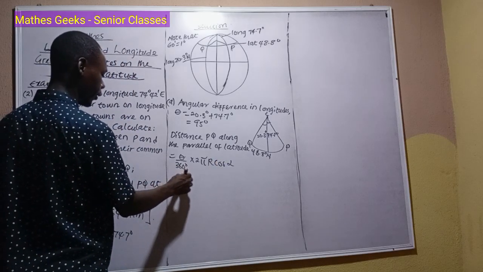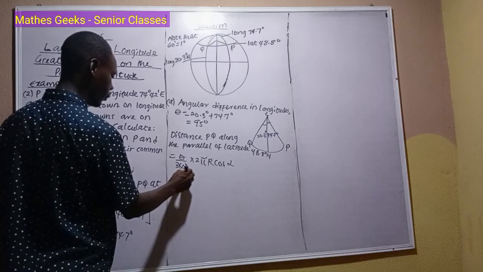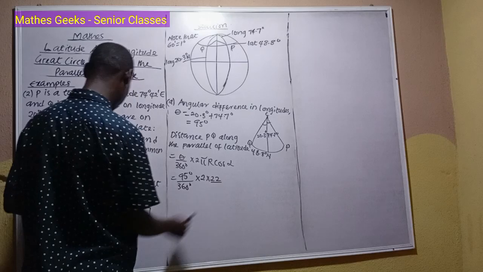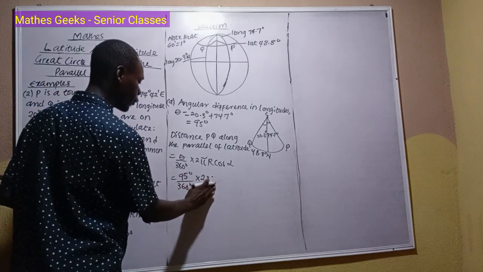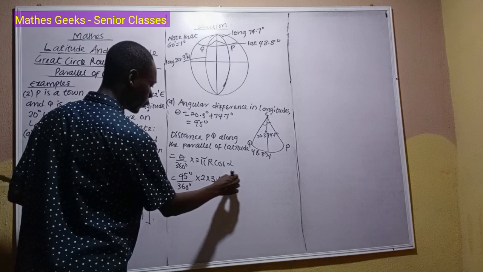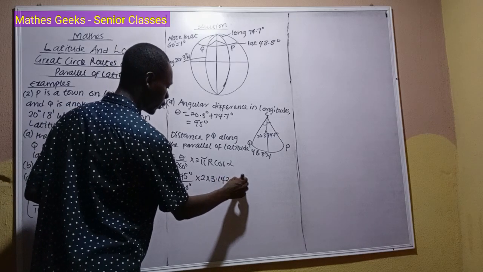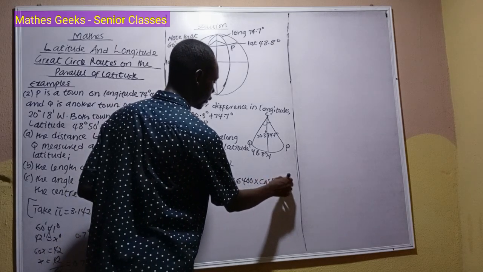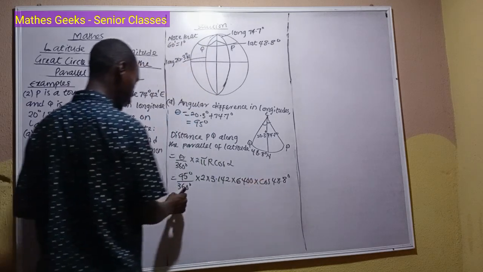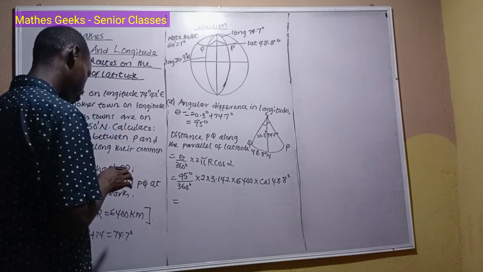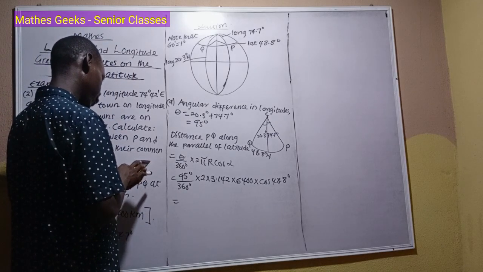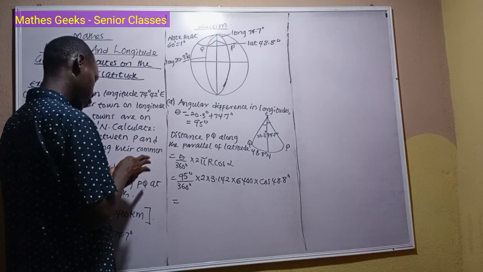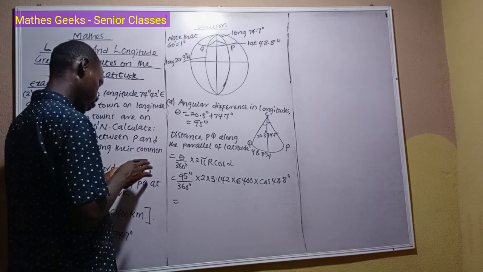So theta is 95 degrees. 95 over 360 times 2 times 22 over 7, or pi 3.142, times 6,400 times cos 48.8 degrees. That will give us 95 times 2 times 3.142 times 6,400 times cos 48.8.